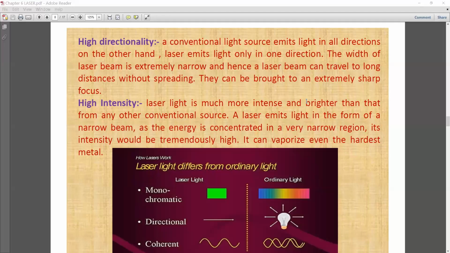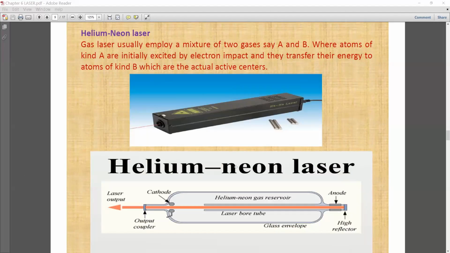High intensity. Laser light is much more intense and brighter than that from any other conventional source. A laser emits light in the form of a narrow beam. As the energy is concentrated in a very narrow region, its intensity is tremendously high. It can vaporize even the hardest metal. So these are the characteristics.